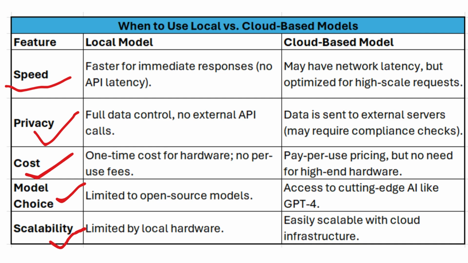Local models are limited by your hardware. If your computer or server reaches its maximum capacity, you cannot process more requests unless you upgrade your system.